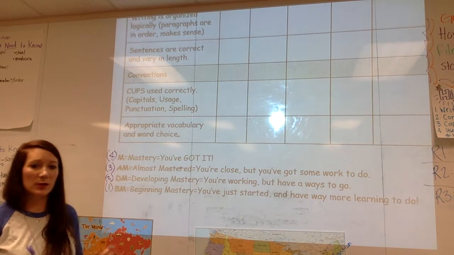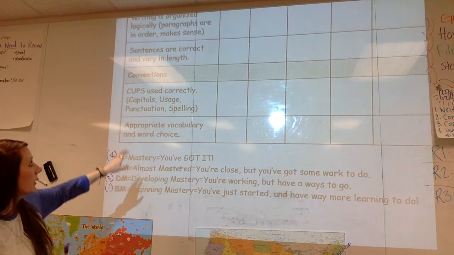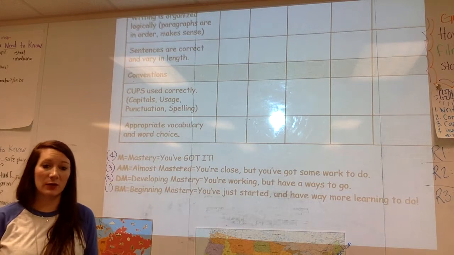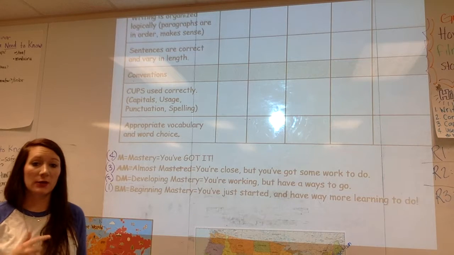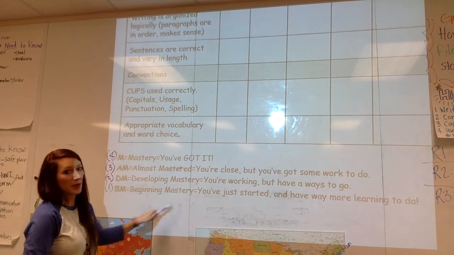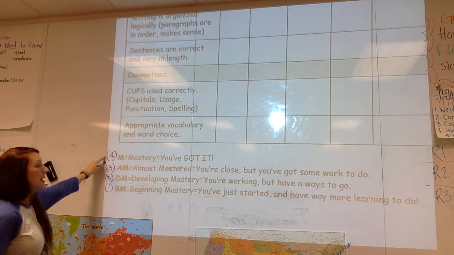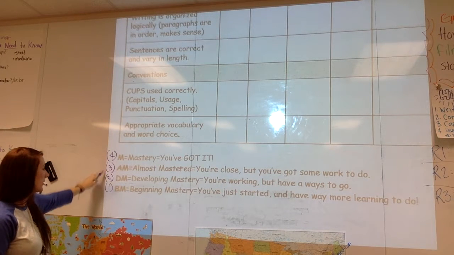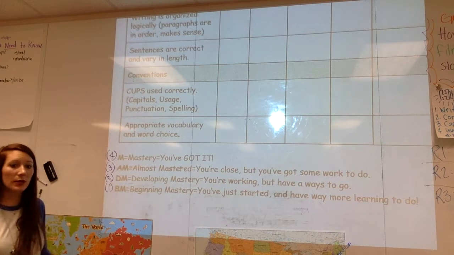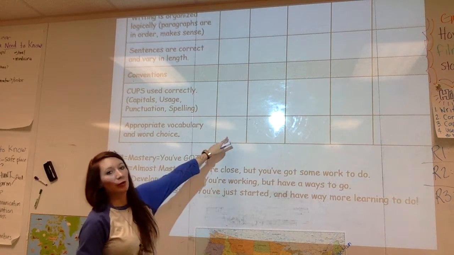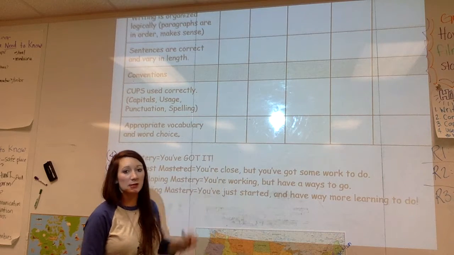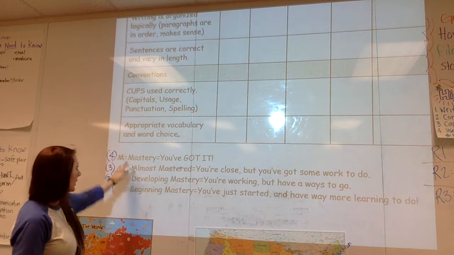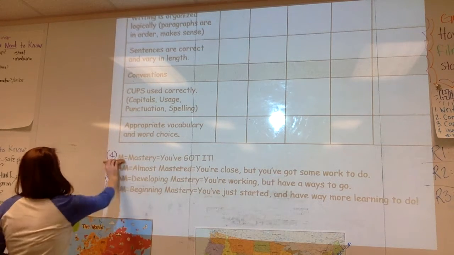And I'll talk more about some examples of various aspects of your writing as we continue. So that's the grading scale right here at the bottom. And again, think of mastery as a 4, almost mastery as a 3, developing mastery as a 2, and beginning mastery as a 1. And remember that when you put scores or grades into these boxes, when you peer review, you're going to use the letters.